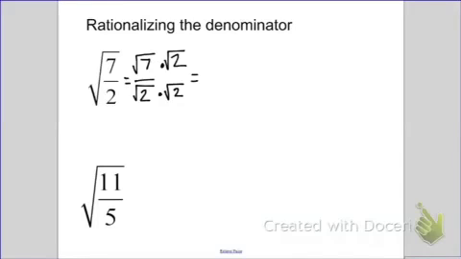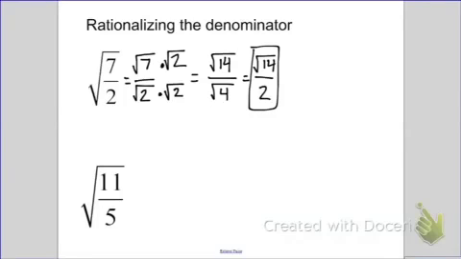So what I end up with on the bottom is square root 4, and on the top, square root 14. And this 4 is a perfect square, meaning I can go ahead and square root it, and square root 14 is left on top. And this would be our answer. That's called rationalizing the denominator.